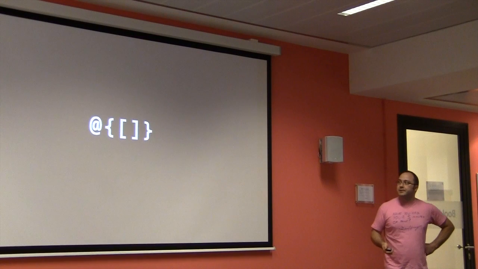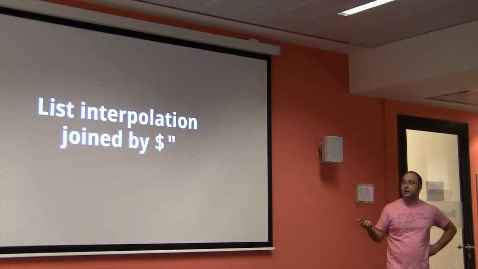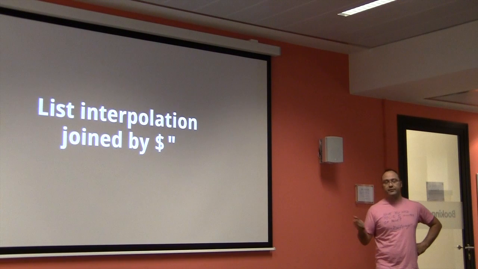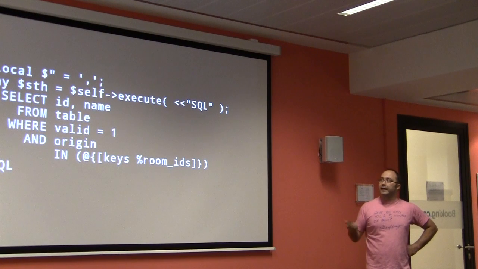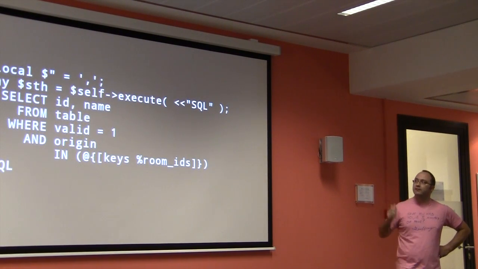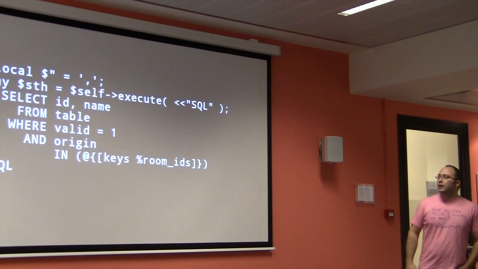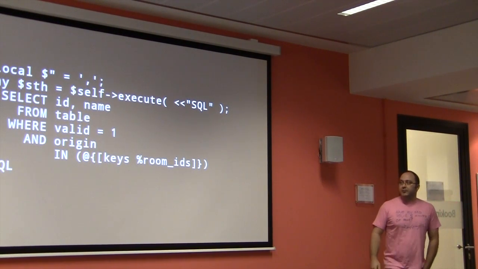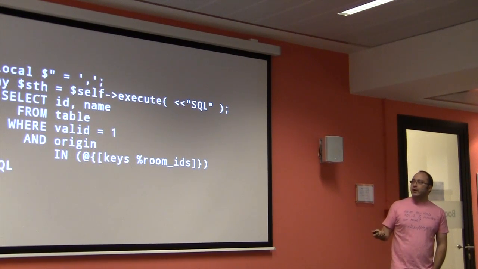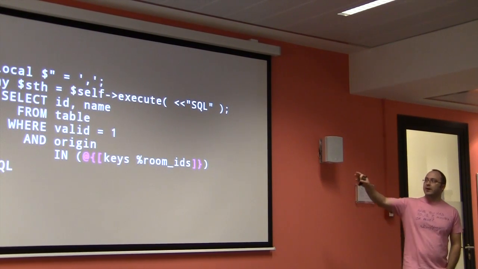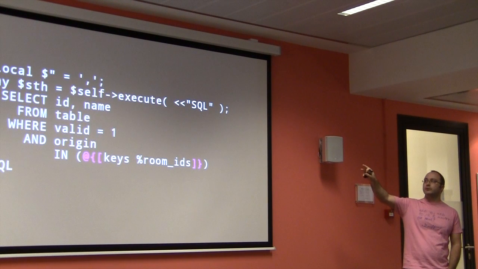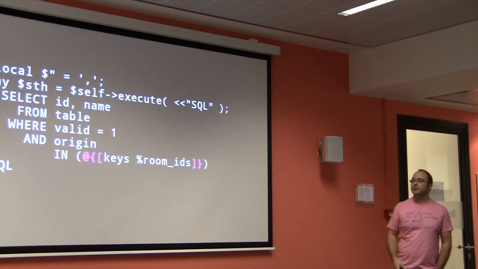Anyway, so this is how it works. It does a list interpolation, and it's joined by dollar double quote, which is very useful if you want to use something else than space. And this is actual production code from like 5 or 6 years ago at Booking, which the variable names give away. And so this is a way to build your IN list. So basically what happens, because we set dollar double quote to comma space, all the keys will be separated by a comma.